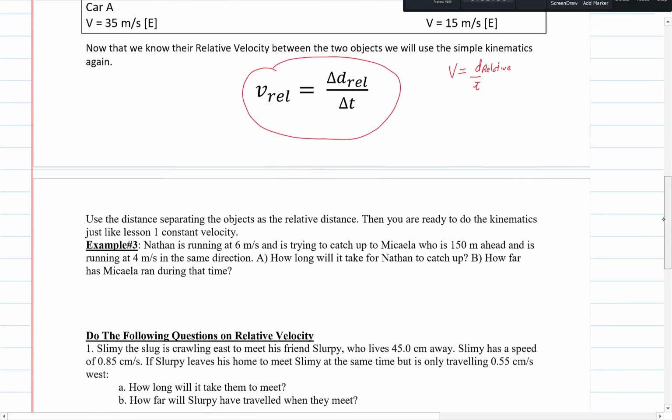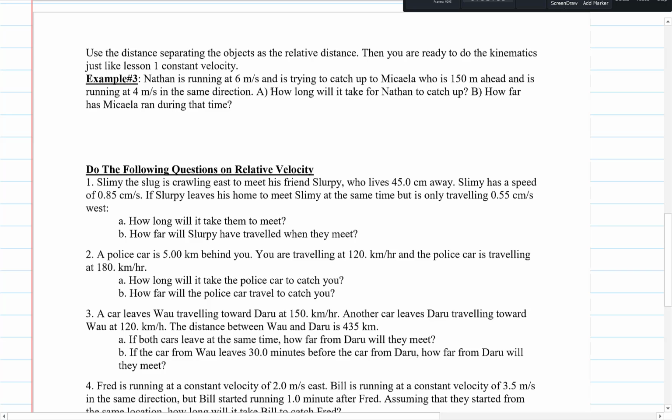Let's look at example number 3. Nathan is running at 6 meters per second, this is on the back side, and is trying to catch up to Michaela, who is 150 meters ahead and is running at 4. So we have Nathan, and he's running at 6 meters per second. And then we have Michaela, let's give her long flowing hair, at 4 meters per second running that way. And the distance between them, initially, because they're going to catch up, the starting distance is 150 meters ahead.